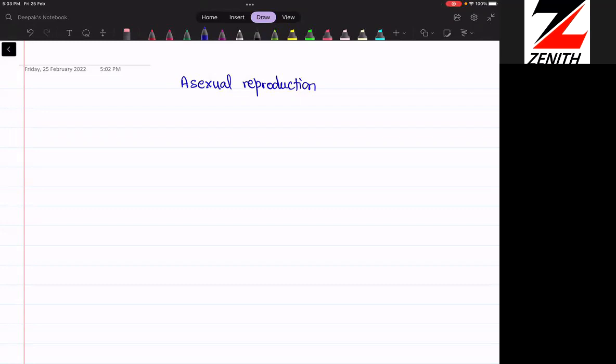Chalo ji, to start with, what is asexual reproduction? Anyone? One mark question. What is asexual reproduction? Sir, a type of reproduction in which only one parent is involved for the formation of the new generation. That's a slightly wrong answer. Not fully correct, I'll give half out of 1.